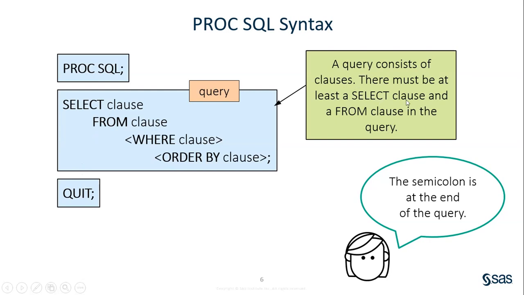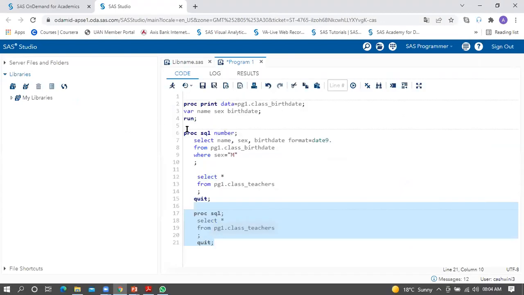So your query consists of clauses. There must be at least a select clause and a from clause in a query. The semicolon is at the end of the query. So the select statement, as I stated earlier, is termed as a query. All right. Is this syntax clear with this explanation? Any doubts on this part?